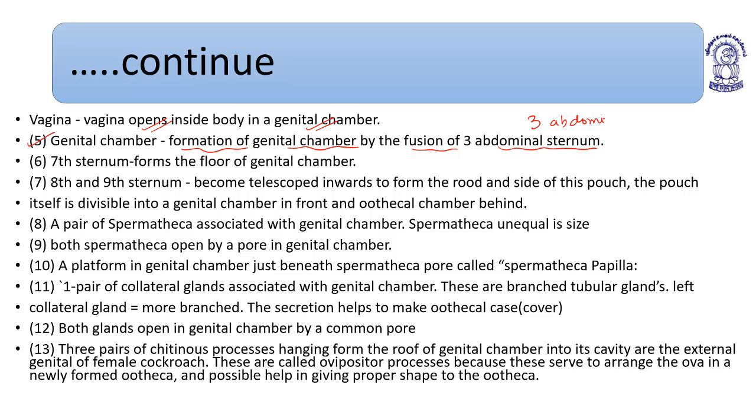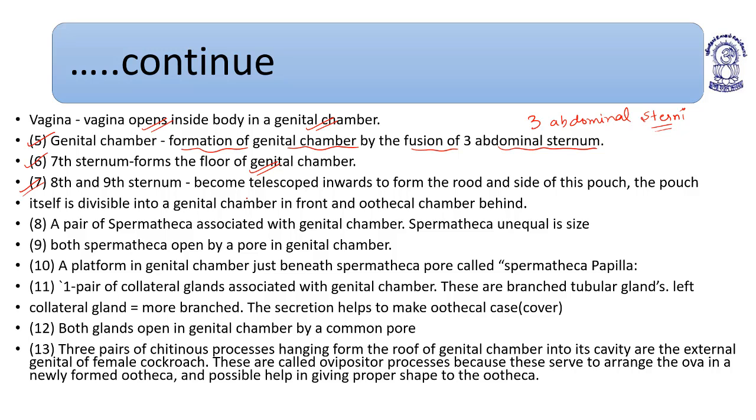Three abdominal sterna help to form the genital chamber. The seventh sternum forms the floor of the genital chamber.